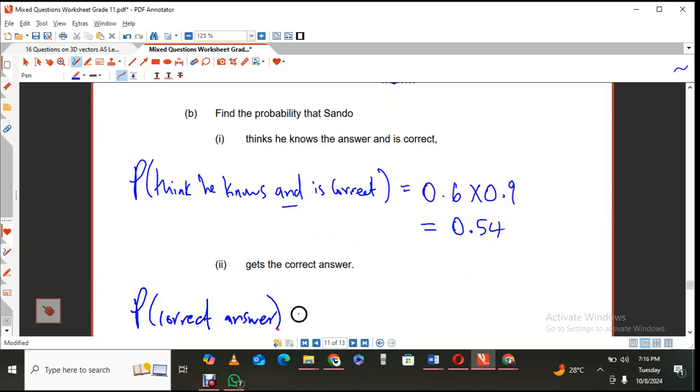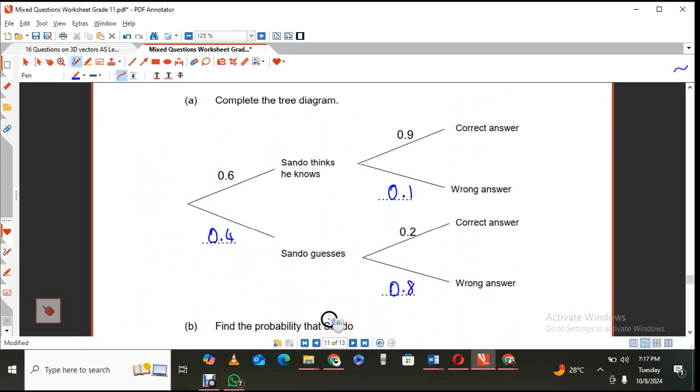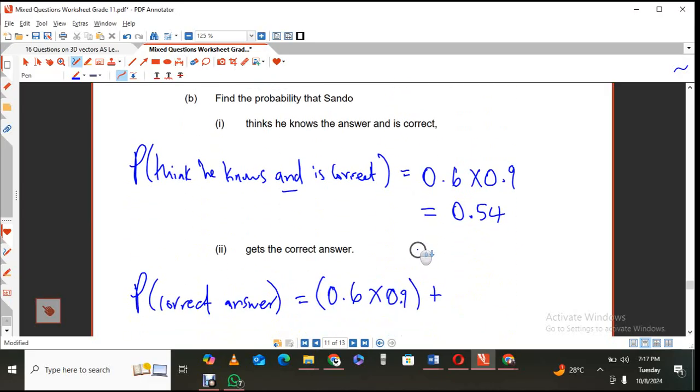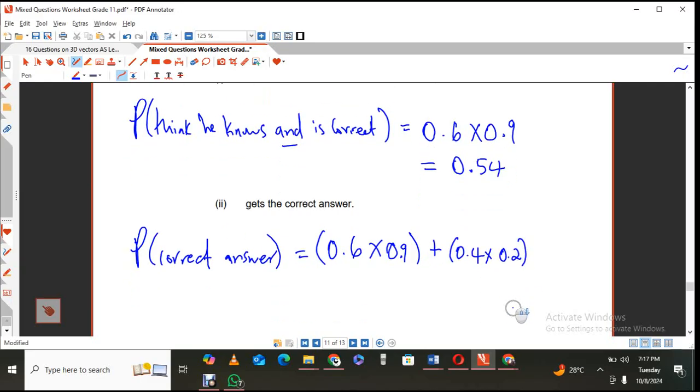So the only way this can happen, if we go back, is he knows the answer and is correct. So our answer from part Roman 1, that answer plus, okay. So let's go to correct. So there's another scenario or condition. So knows correct, then doesn't know, guesses 0.4, and then he gets correct. So 0.4 times 0.2 also. So simply a matter of calculating all of that.